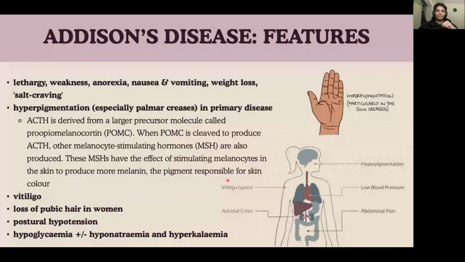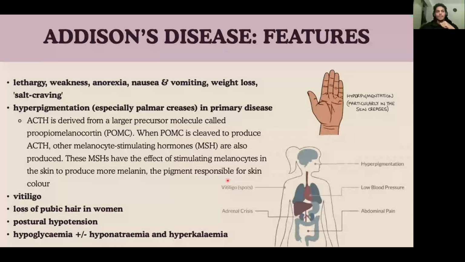This can send you into a crisis during times of stress or infections, because again, as you recall, cortisol is a stress hormone. Over here, you don't have any cortisol, so during stress, it's even worse.